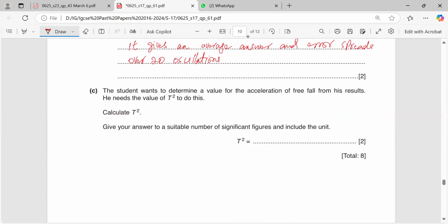Next is, the student wants to determine the value of acceleration of free fall. From his results, he needs to take the value of t square to do this. Calculate t square and give your answer to suitable number of significant figures and include the unit. So t square, see 1.011, square of this is 1.022. So 1.02, and very important unit will be square. Don't write here s only because it is squared. So unit will also be second square. So this was another question.